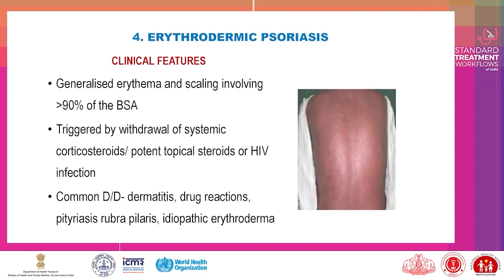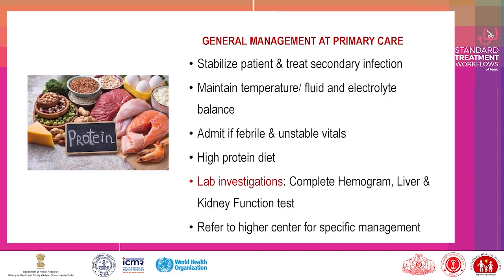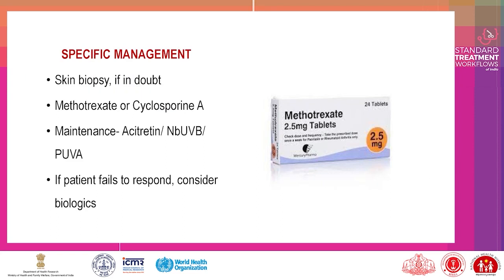Erythrodermic psoriasis. Clinical features: generalized erythema and scaling involving more than 90% of the BSA, triggered by withdrawal of systemic corticosteroids, potent topical steroids, or HIV infection. Common differential diagnosis: dermatitis, drug reactions, pityriasis rubra pilaris, idiopathic erythroderma. General management at primary care: stabilize patient and treat secondary infection, maintain temperature, fluid and electrolyte balance, admit if febrile and unstable vitals, high protein diet, lab investigations, complete hemogram, liver and kidney function test. Refer to higher center for specific management. Specific management: skin biopsy if in doubt, methotrexate or cyclosporin A, maintenance acitretin, NB-UVB, PUVA. If patient fails to respond, consider biologics.